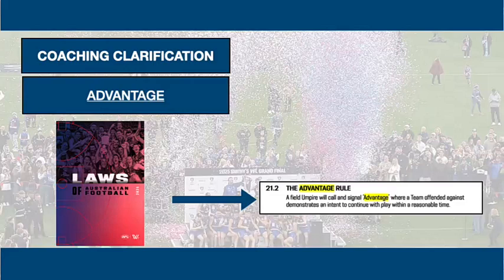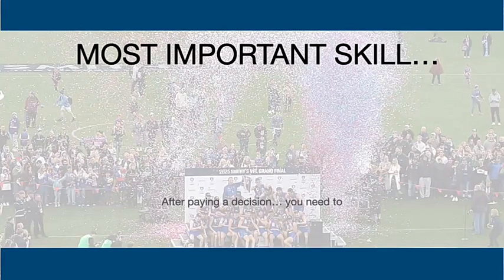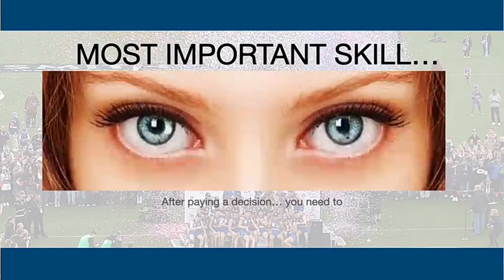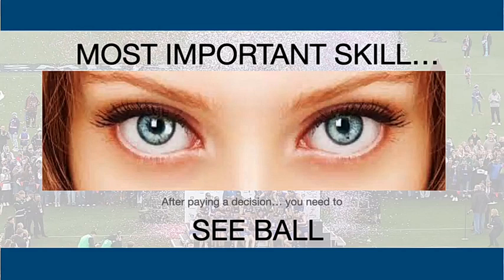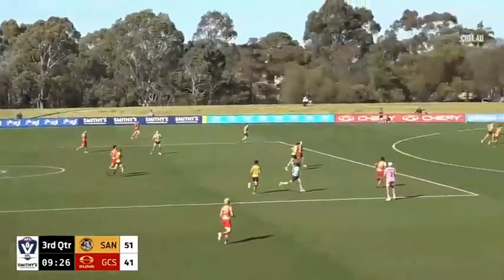That's the ruling there out of the 2025 laws of the game. So when we talk about advantage, we know our most important skill after paying a decision is we need to see. We need to use our eyes, find the football and look for a potential advantage call. See ball. We'll keep bringing it back to our eyes and see ball throughout. Let's have a look at some examples.